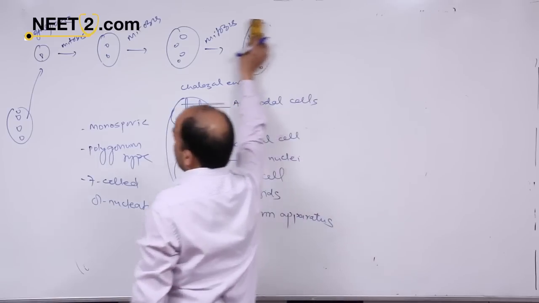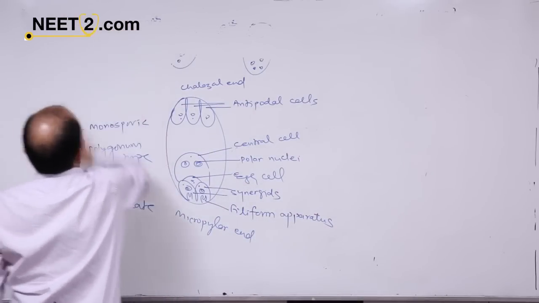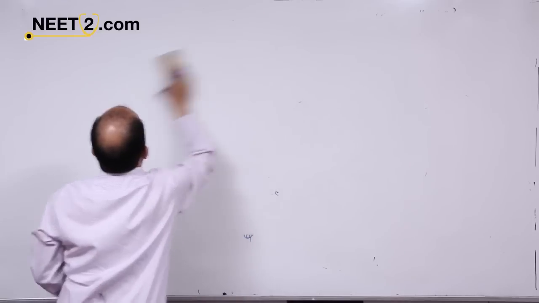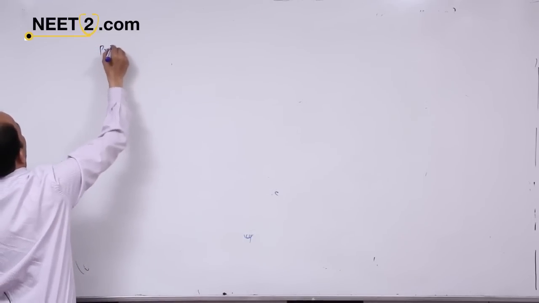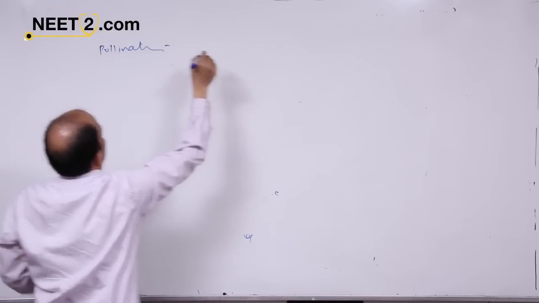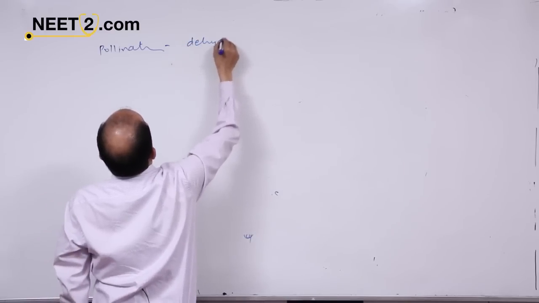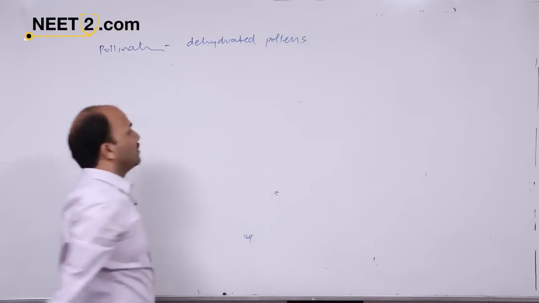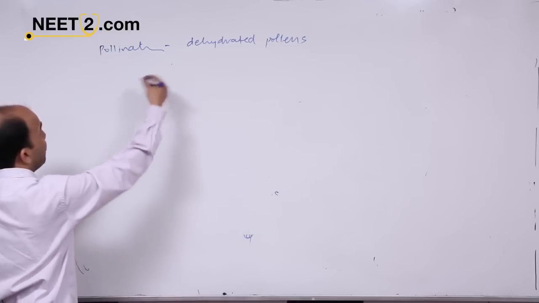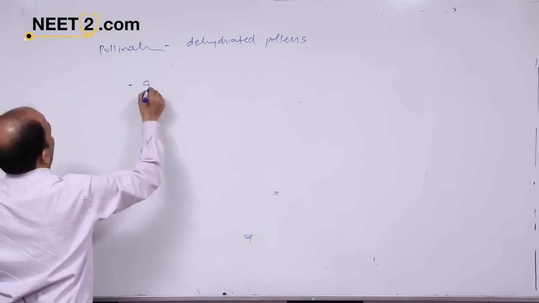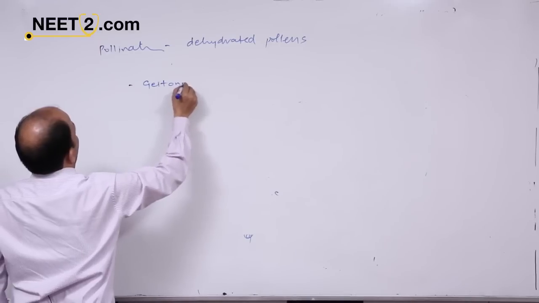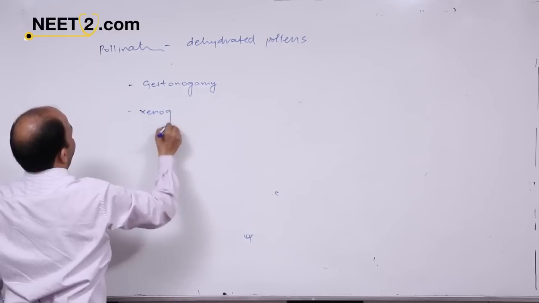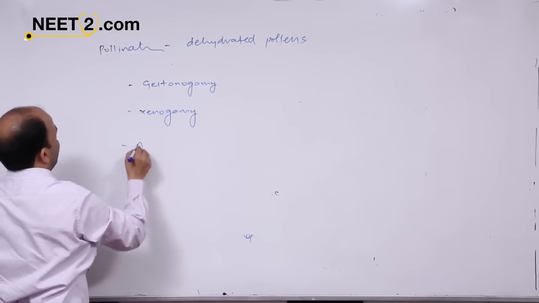Now, male and female gametophytes have been produced. The next event will be the act of pollination. Pollination is the transfer of pollen from anther to stigma. If the pollen grain reaches from the anther to the stigma, the phenomenon of pollination has taken place. Pollen will go in a dehydrated form. Now, depending upon the destiny of pollens, pollination can be geitonogamy, xenogamy, or autogamy.